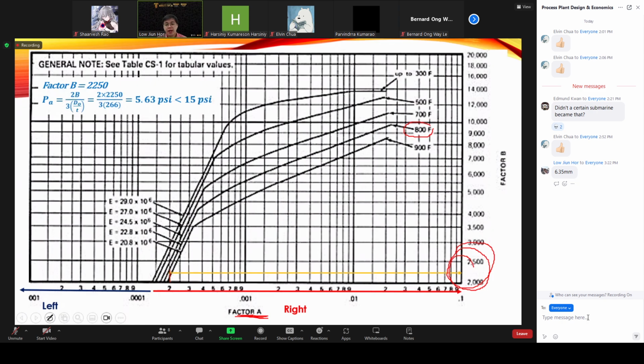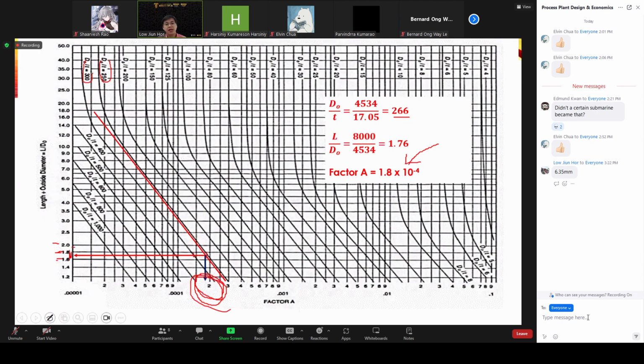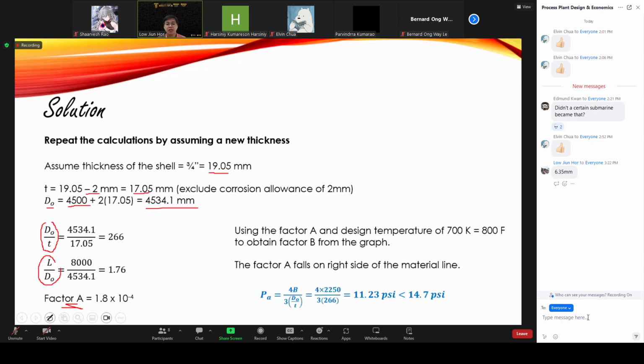Once you get the value of factor B, you proceed to apply the second equation, put in the value of factor B, then you check what is the maximum external pressure that can be withstood by your pressure vessel. And the value here is still lower than 15 psi, that means that the second assumed thickness still cannot be accepted because it is not strong enough.